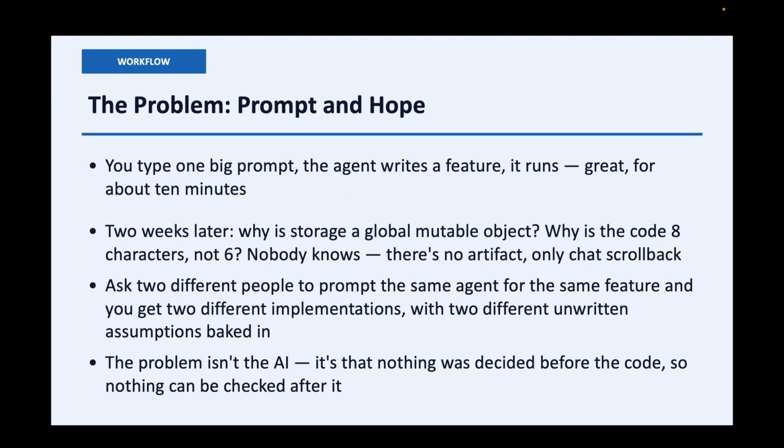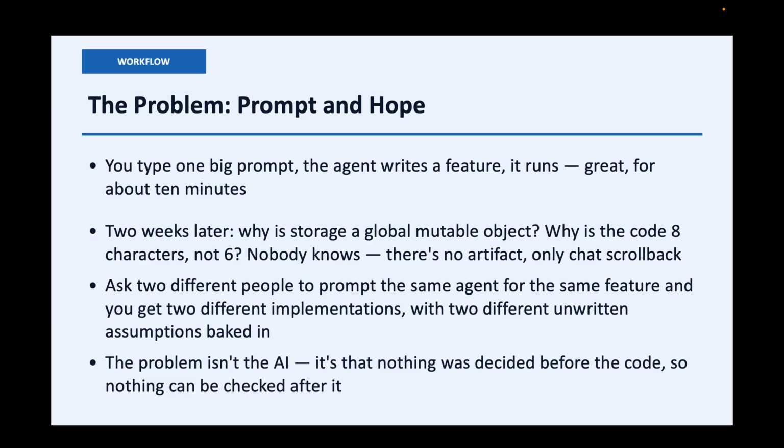agents. For example, we're going to think about the idea of building out a URL shortener. If we have this idea, we might first write a really big prompt and have the agent write the feature, implement it, and do everything. It works, it runs, it's perfect for maybe 10 minutes.